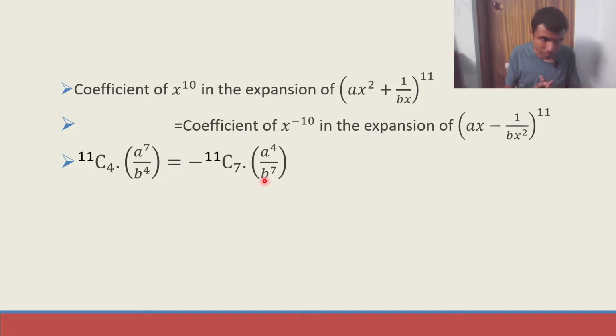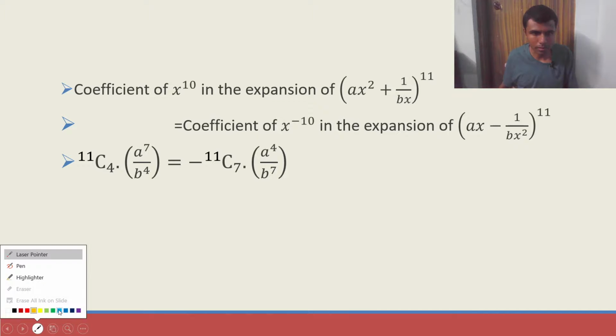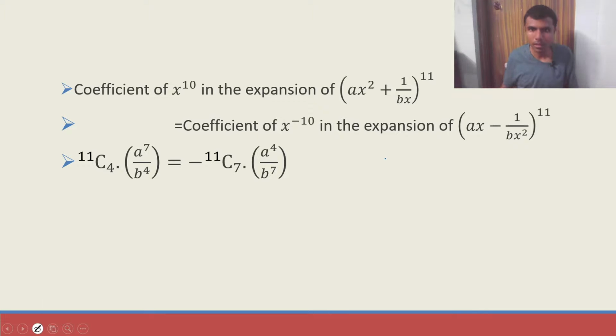Fine. Chalo. Now, in binomial theorem, you have to know something, okay? Now, nCr, listen carefully. nCr is equal to nC(n minus r). Once again, I am telling nCr is equal to nC(n minus r). So 11c4 is nothing but 11c(11 minus 4), which is nothing but 11c7. So basically 11c4 is equal to 11c7. So these two cancel. Done.